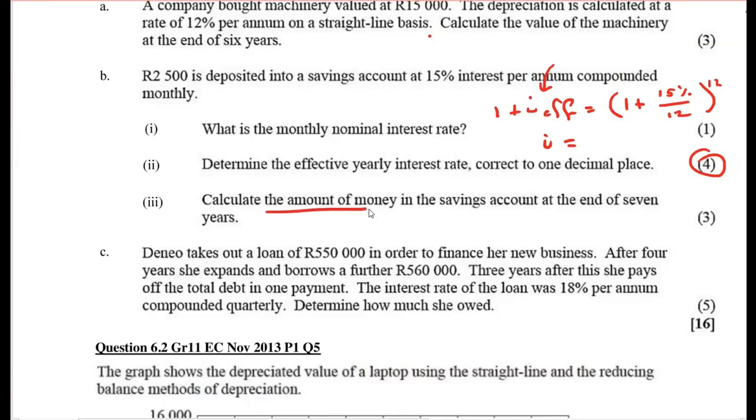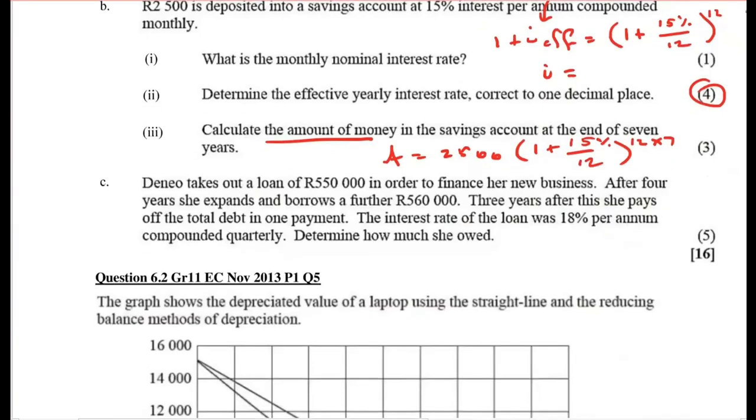Then it says calculate the amount of money in the savings account at the end of 7 years. Again, all we're going to do now is take that 2,500 and use either the effective or the nominal. I'm going to use the 15% over 12, for 12 times 7. Right, last question. Well, not the last.